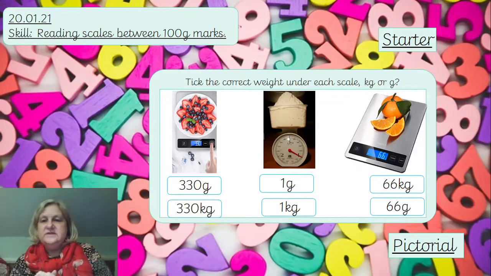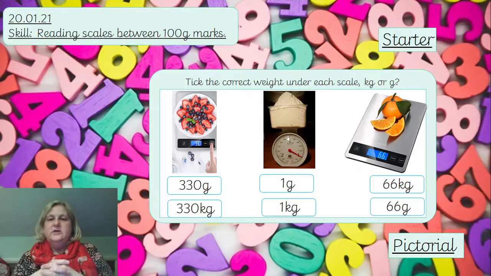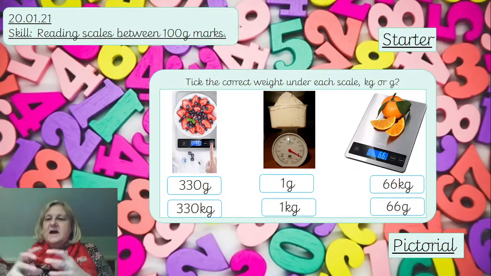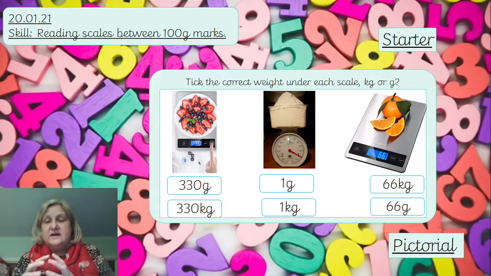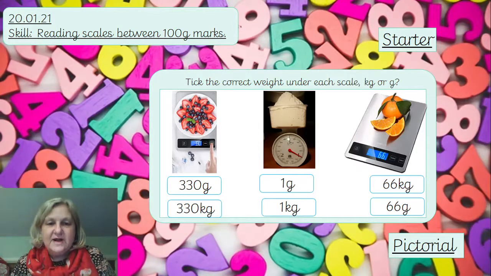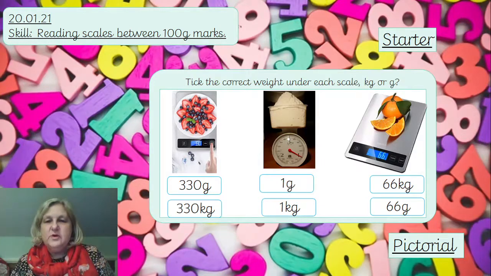And then you've got the 66 grams for your orange. 1 orange, is that likely to be 66 kilograms or 66 grams? So you're going to work out that and tick the right answers, hopefully. And for that one, your tick should be grams for the strawberries, 1 kilogram of flour there, and grams for the 1.5, by the looks of it, 1.5 oranges.